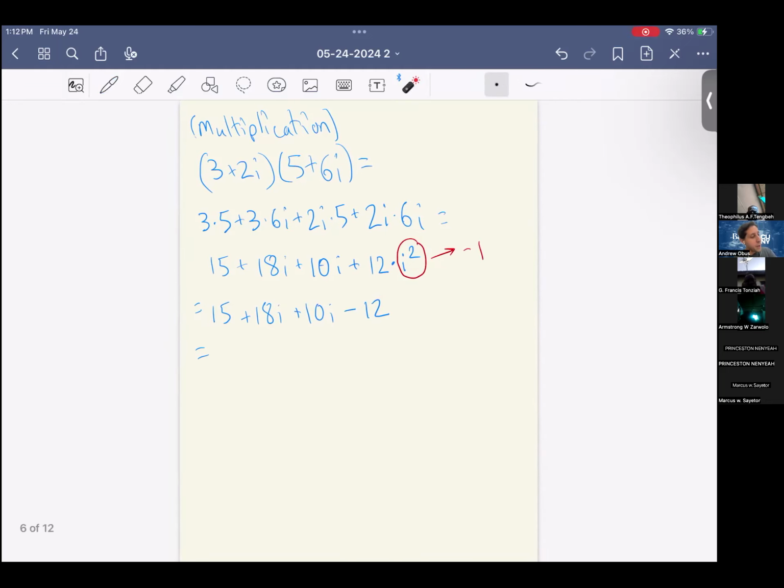Now we collect the real stuff. 15 minus 12 is 3. And then we collect the imaginary stuff. 18i plus 10i is 28i. Okay, and so this is the answer that we get. So 3 plus 2i times 5 plus 6i is 3 plus 28i.